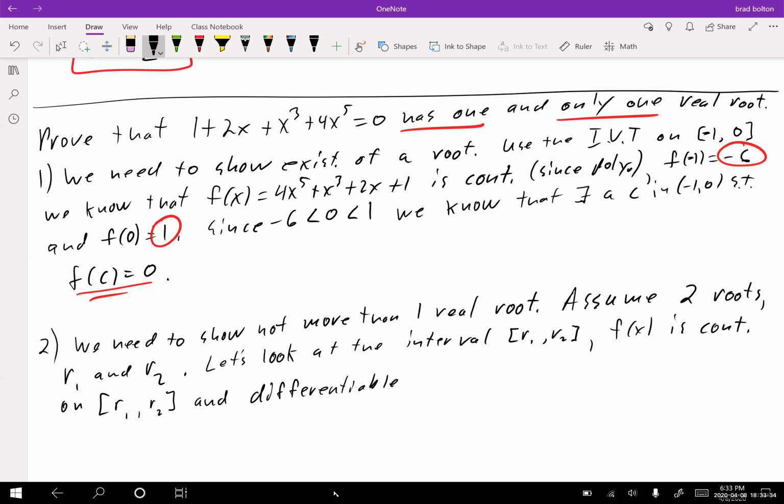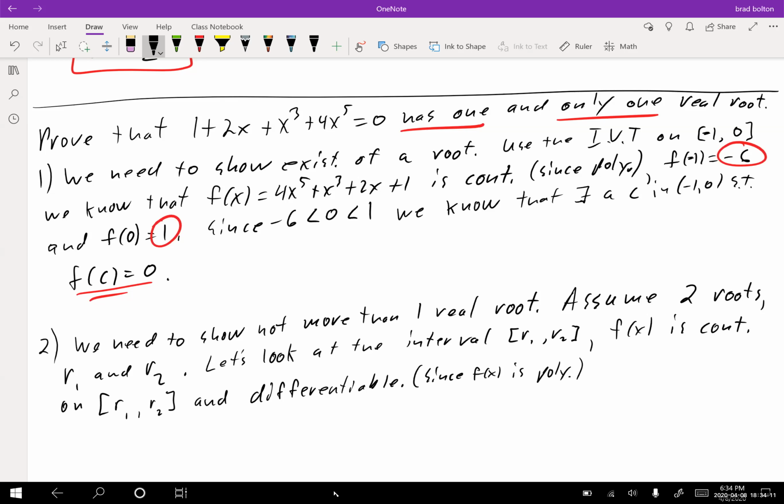How do we know? Because f of x is a polynomial, it's continuous and differentiable on all real numbers. So it's definitely continuous and differentiable on R1 to R2. Now here's the thing, what's the final criteria for Rolle's theorem? Because remember, Rolle's theorem is going to promise us something. So we're looking at this interval R1 to R2. Rolle's theorem says, give me these three things and I will promise you that f prime of c is equal to 0. There will be some c in there.